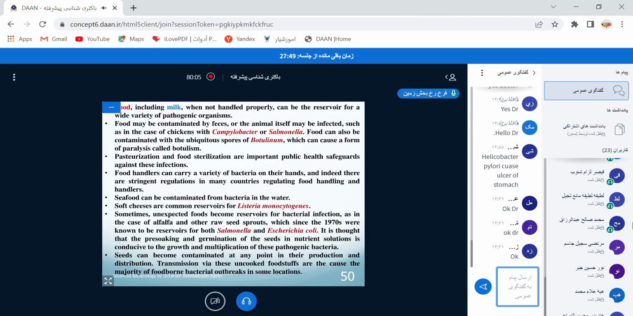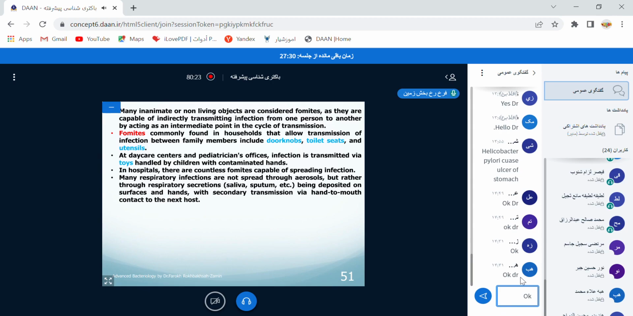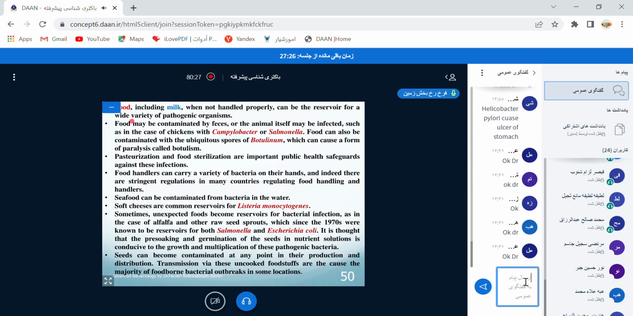Okay, so we are on page 50. It is sufficient. Please next time inform me to start from this page. We are on page 50 and food remains to be explained to finish this part. Okay, food as another non-living reservoir. If there is any question, please ask me.